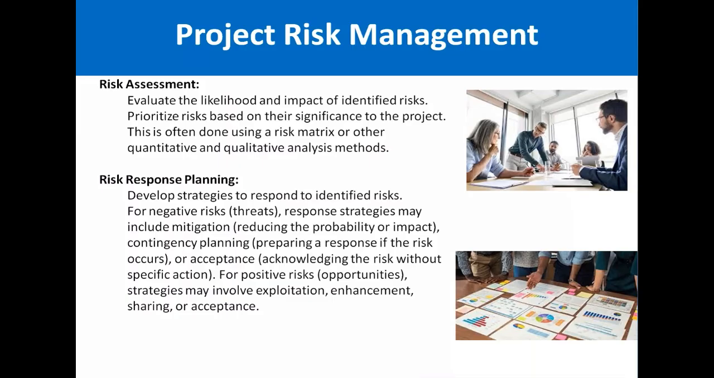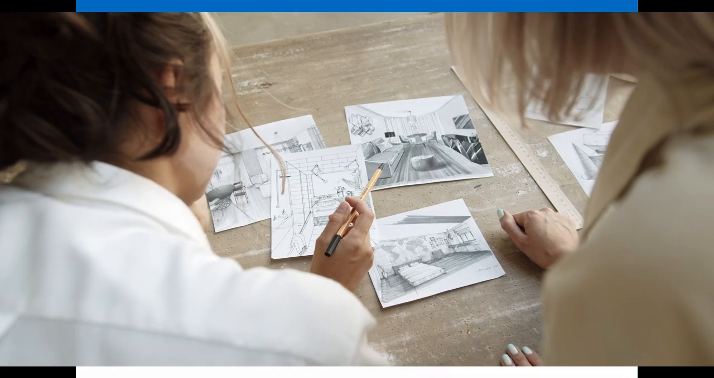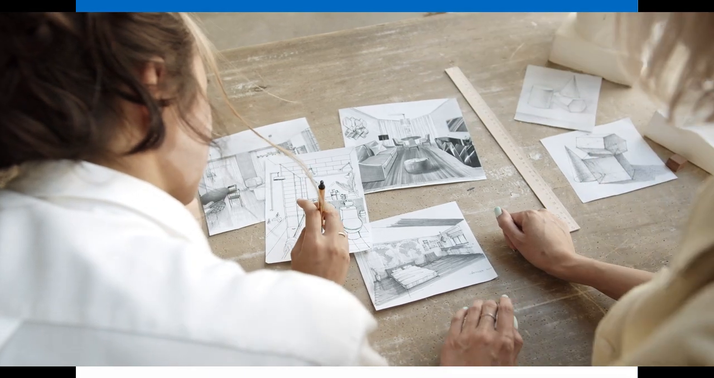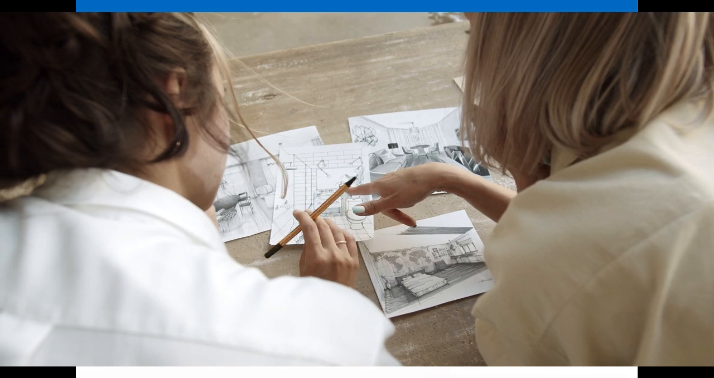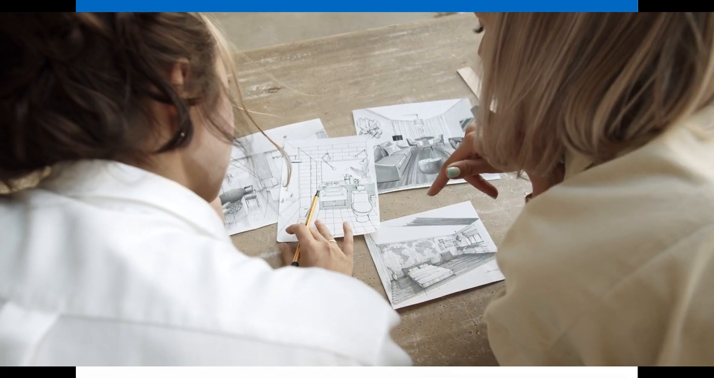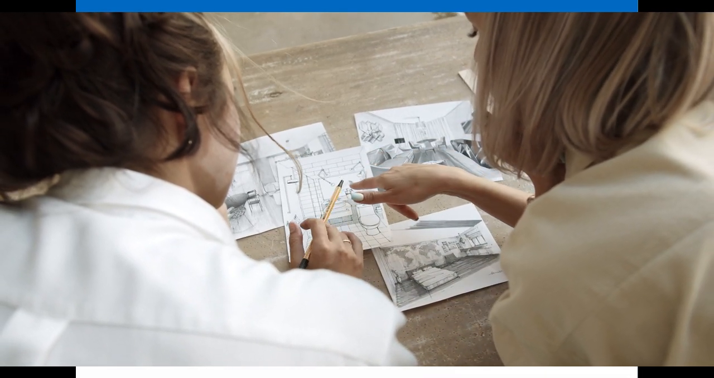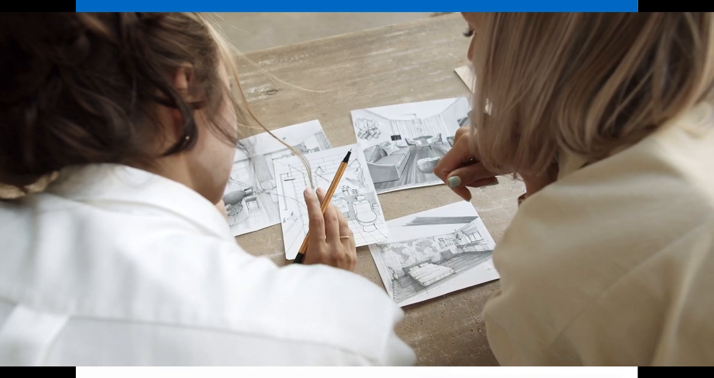For negative risks like threats, which have a negative impact on the project, we do mitigation. Mitigation means reducing the probability or impact on the project. We also do contingency planning, which means preparing a response if the risk occurs, like having some extra time or an extra amount, or we can accept the risk if it occurs.